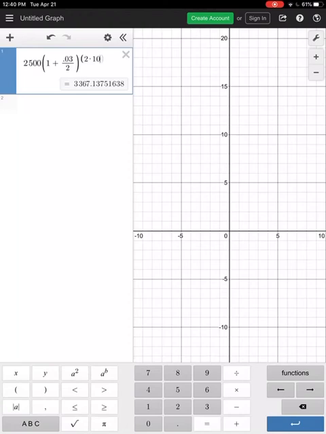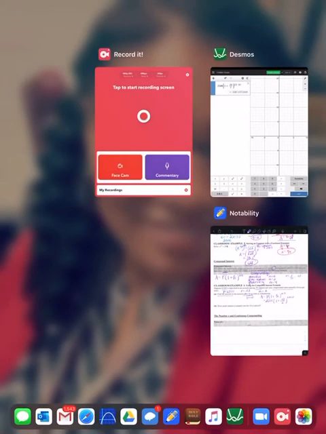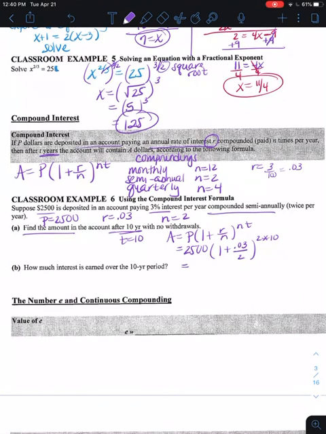So we're talking about money, so you want 2 decimal places. So it's 3367.14. This is how much you have accumulated over the 10 years.